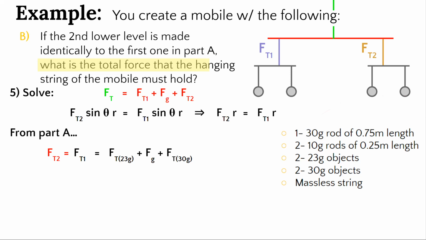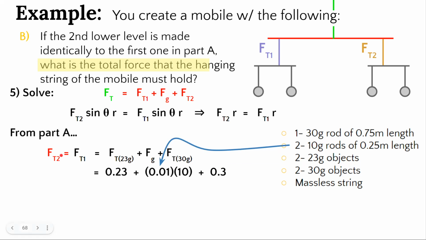So here's all the information from the question. I have a 30-gram rod up here. I have two 10-gram rods down here. I have two 23-gram objects and two 30-gram objects in massless string. So if I'm going to solve for Ft1 and Ft2 at the same time, I already found my Ft for those in part A to be 0.23 and 0.3.